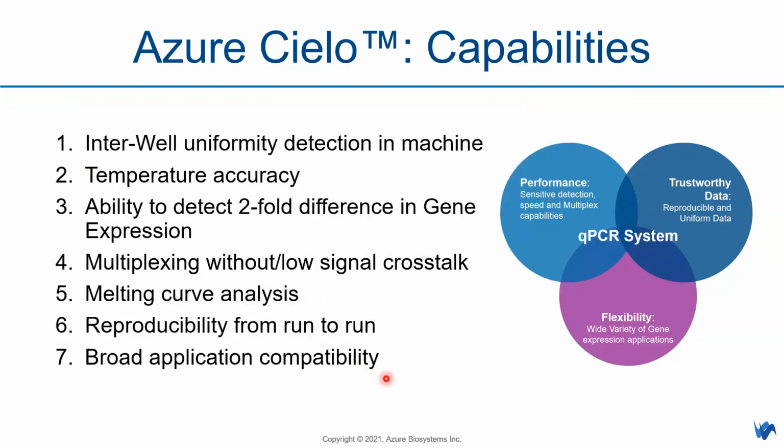This machine is very durable. And the reason there's no 1.5-fold difference detection is because that is a limitation of a qPCR machine. So that is a technology-based limitation here.